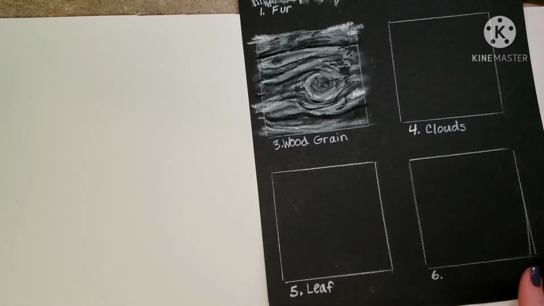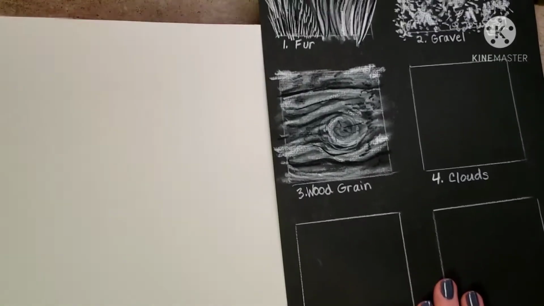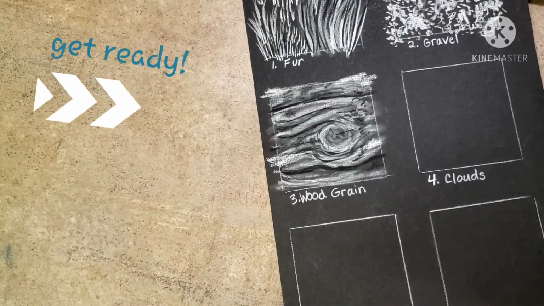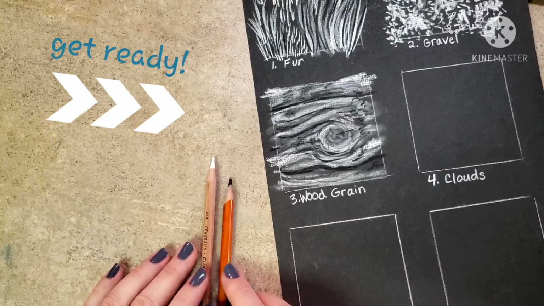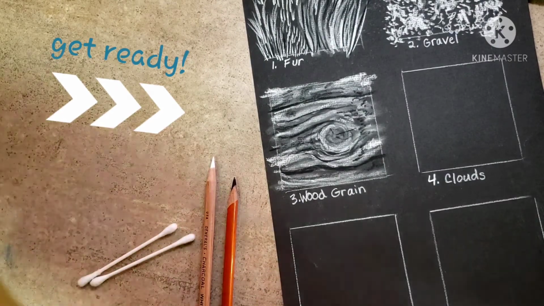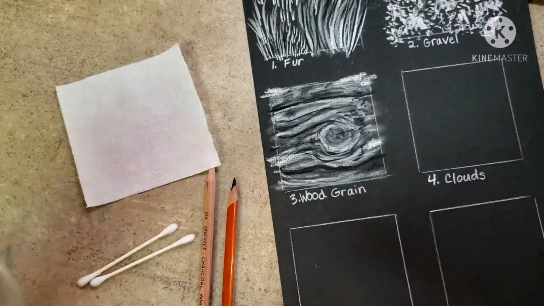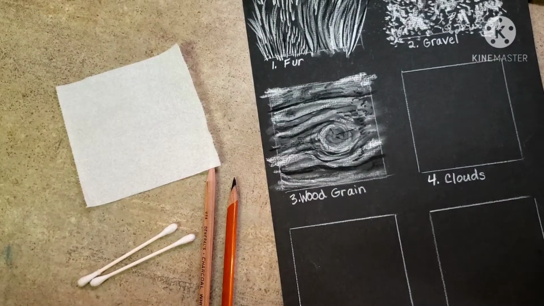Here are some tools I have ready that you will need. Your work, your sharpened black and white charcoal pencils, Q-tips for blending. If you don't have Q-tips, a single square of toilet paper works well also.